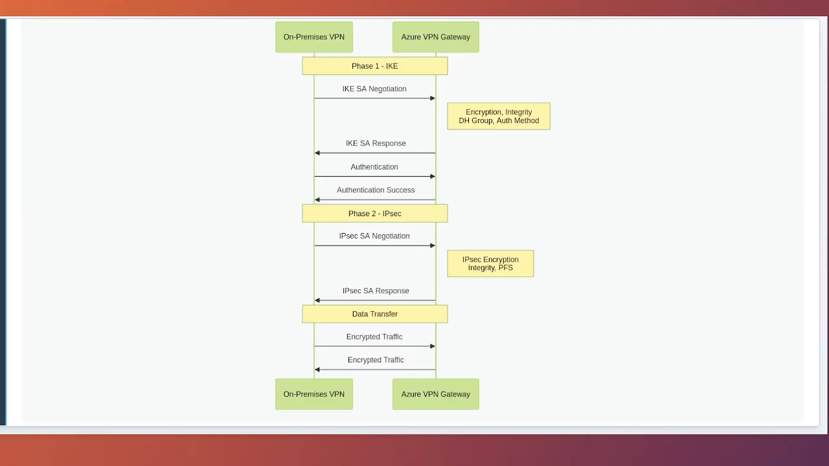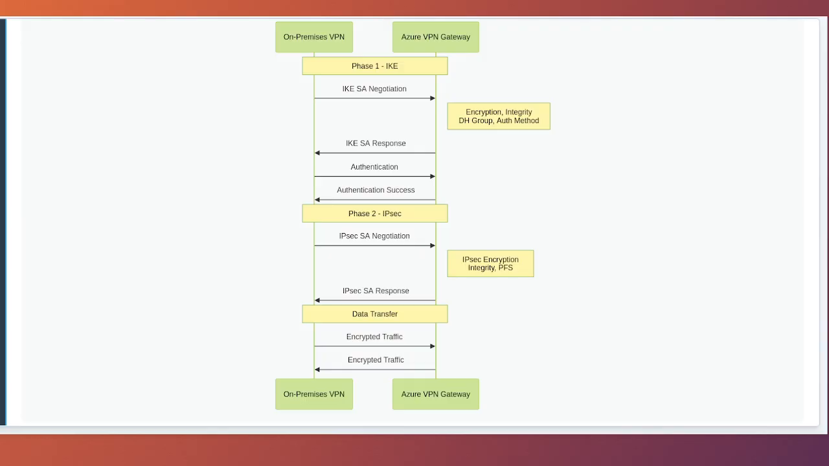Stronger algorithms like AES-256 with SHA-384 provide better security but may impact throughput on devices without hardware acceleration. Weaker algorithms like AES-128 offer higher performance but reduced security.